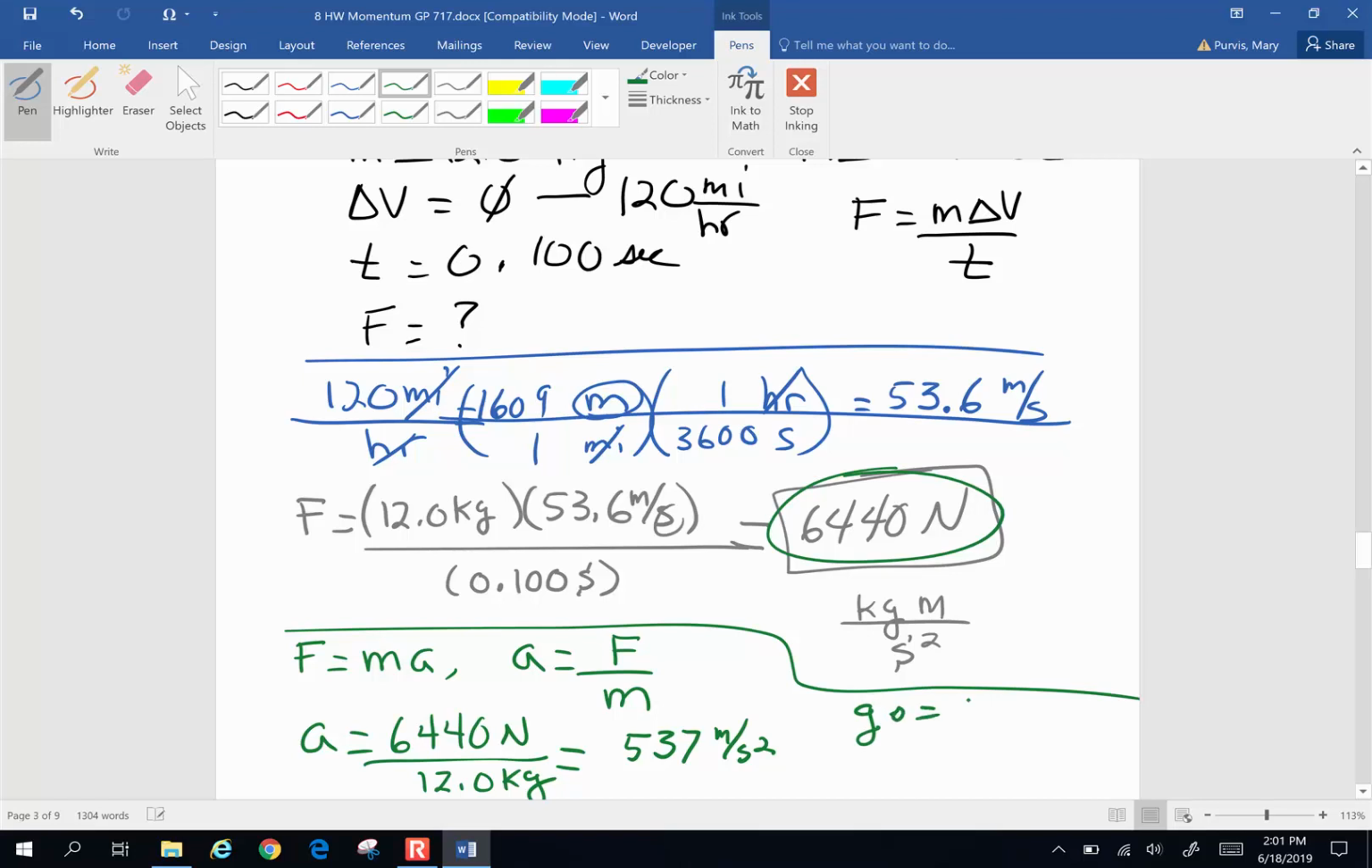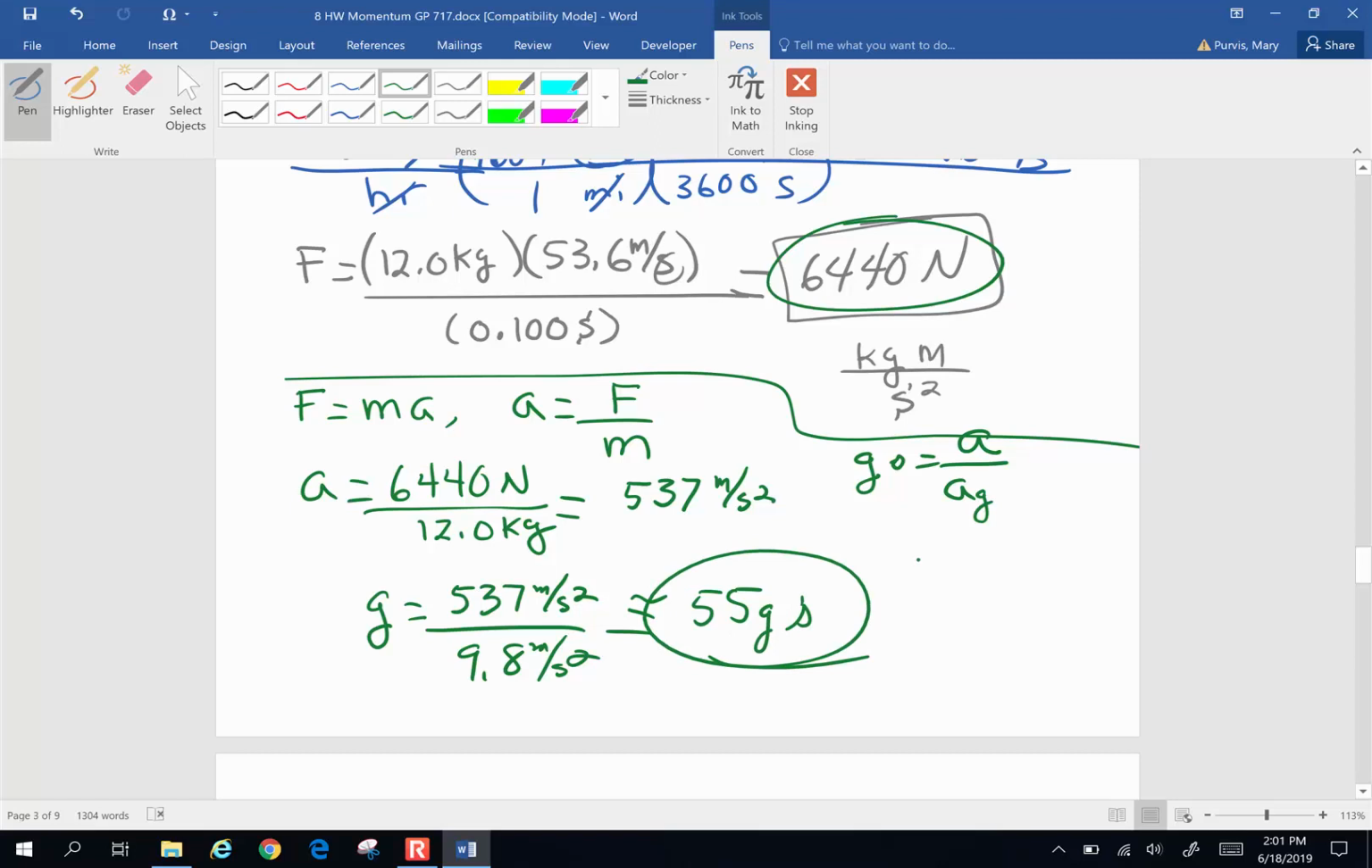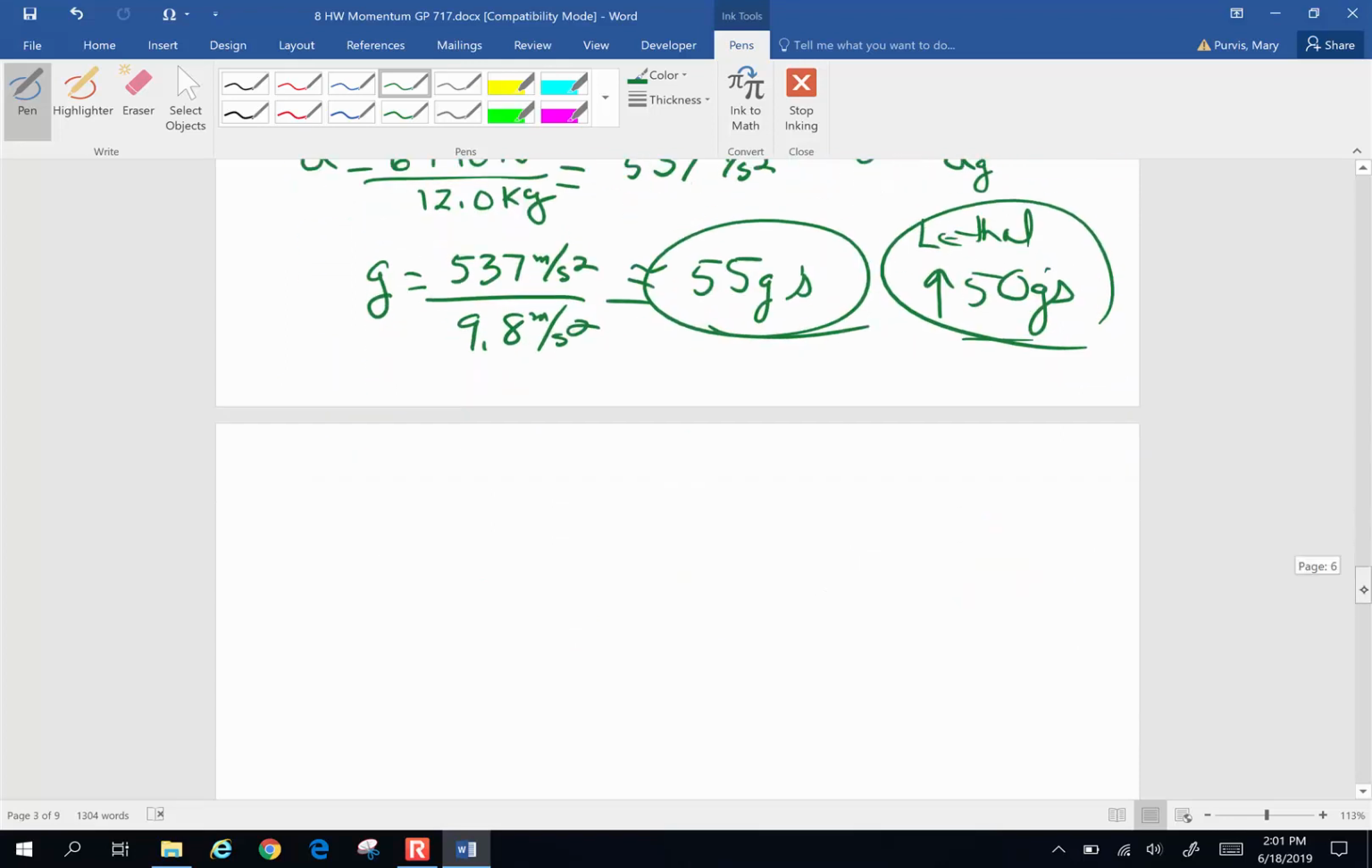G's you find by taking your rate of acceleration divided by the acceleration of gravity. So g's are equivalent to 537 meters per second squared divided by 9.8 meters per second squared. Dividing that by 9.8, and yes, I'm rounding off, I get about 55 g's. Lethal is basically anything over 50 g's. I'm sorry, I know you want to save your children by holding on to them, but not in a situation like this. That's why car seats were invented.